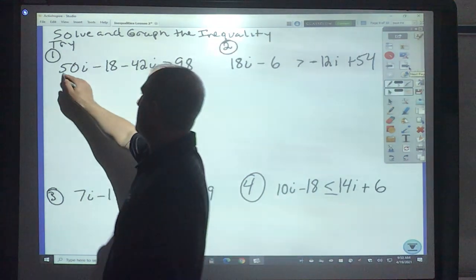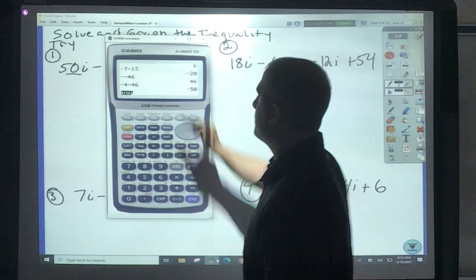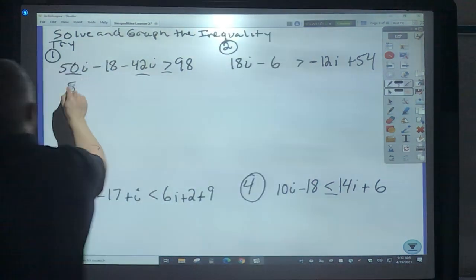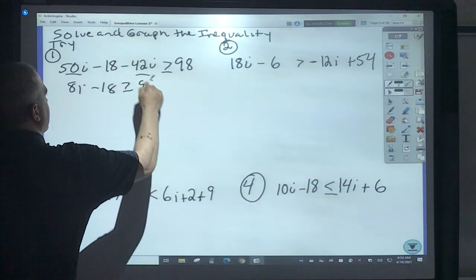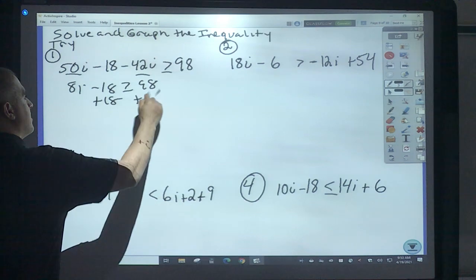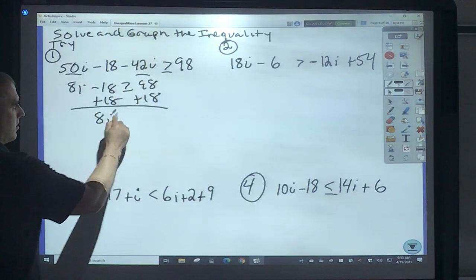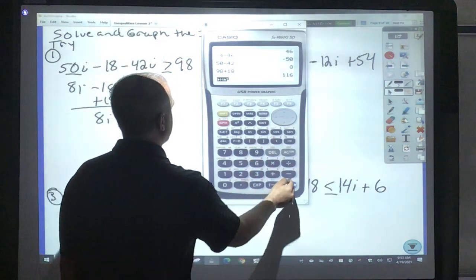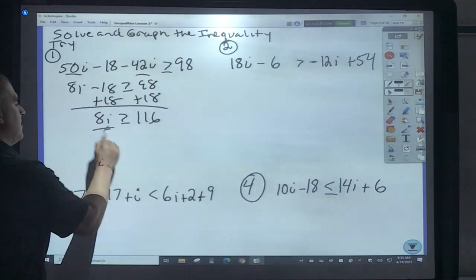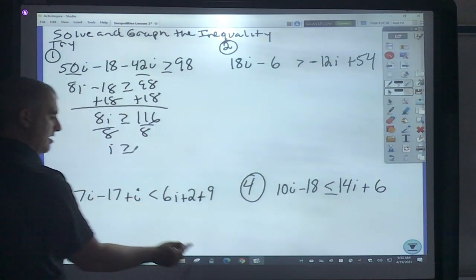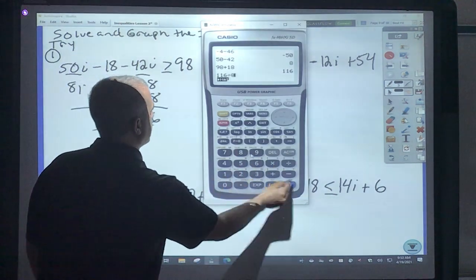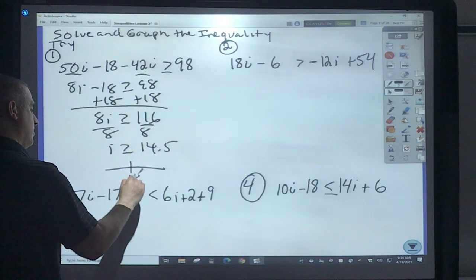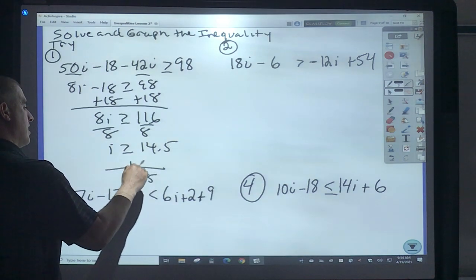So this one, I can just put that in the calculator. Same side, just go ahead and put that right in the calculator. 50 minus 42. All right, I got 8i minus 18 greater than or equal to 98. Add the 18. 98 plus 18 is 116. Divide by 8. That I is greater than or equal to 116 divided by 8. That's going to be 14.5. That would be a closed circle. That would be shaded to the right.